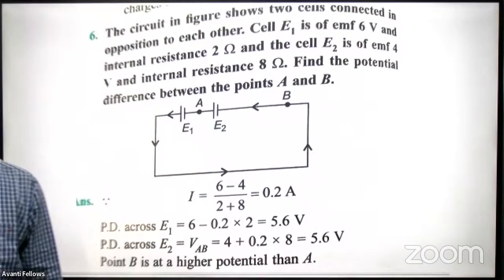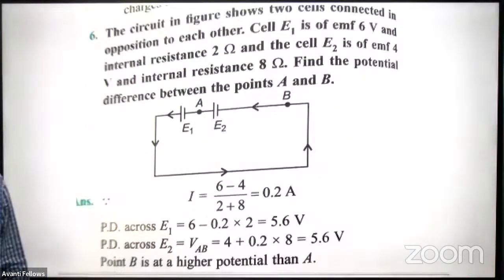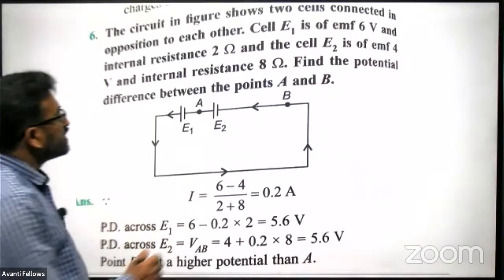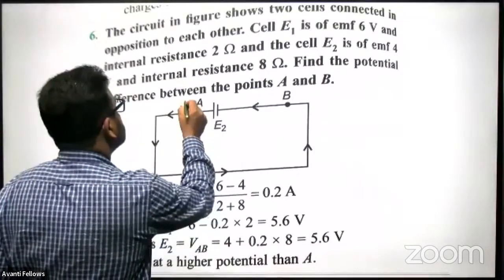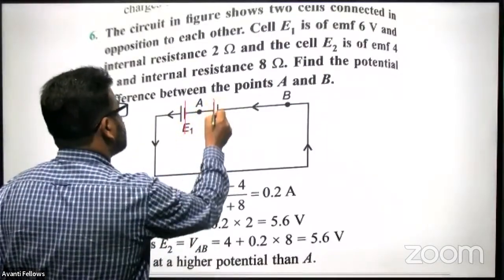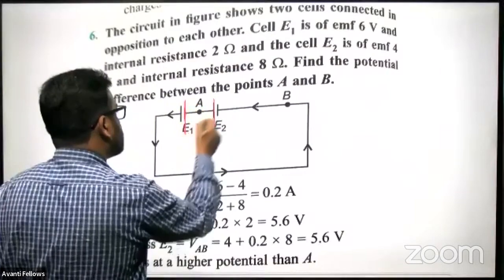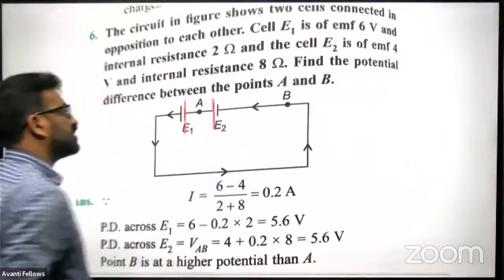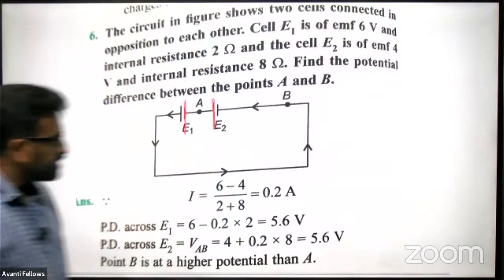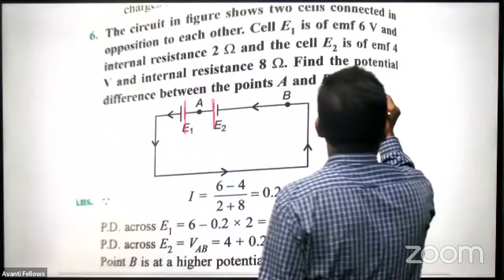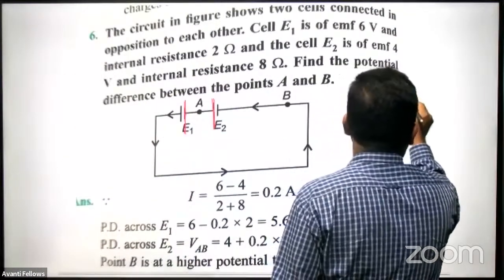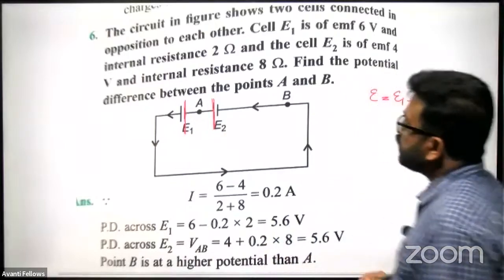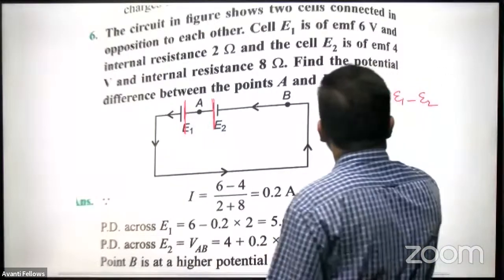Now you see the circuit, two cells connected in opposition to each other. This is the positive terminal and this is the positive terminal. Both the positive terminals are connected together. And as I told you in the morning, in such situations, EMF E will be equal to E1 minus E2.